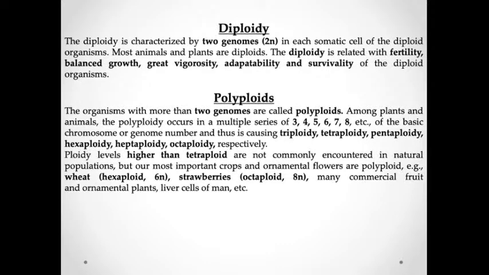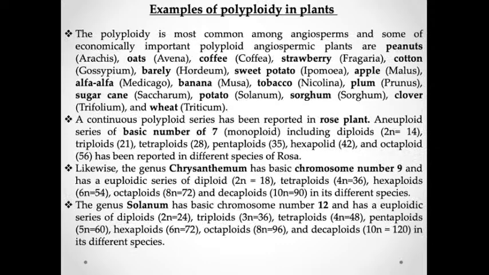Then there's diploidy, where we have two genomes. Diploidy is related to fertility, balanced growth, great vigor, adaptability, and survivability of diploid organisms. Then come the polyploids. Organisms with more than two genomes are called polyploids. They have multiple series like 3, 4, 5, 6, known as triploidy, tetraploidy, pentaploidy, and so on, respectively. Those higher than tetraploids are commonly encountered in natural populations. Wheat, strawberries, and many commercial plants are polyploids. Examples of polyploids are oat, coffee, barley, banana, tobacco, sorghum. All these are examples of it.